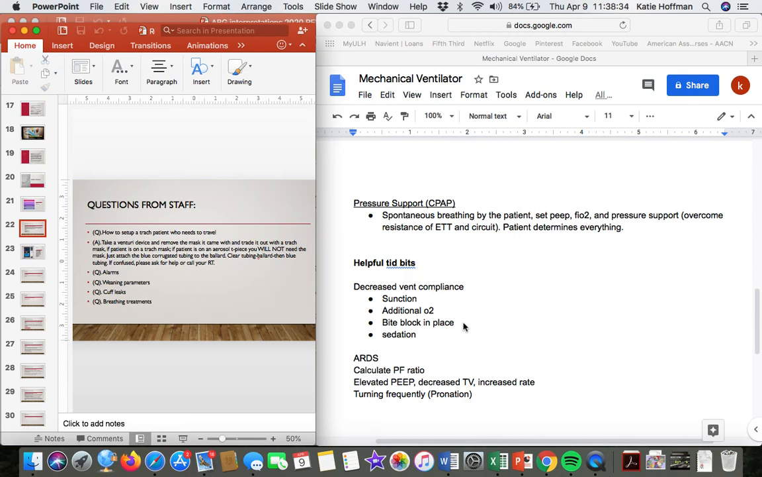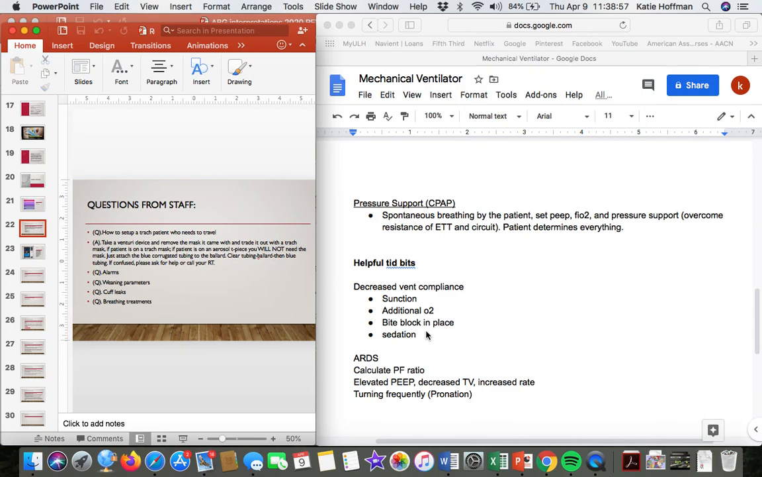I think this is an easy one for us to miss just because we don't really mess with the ET tube that much. That's more the RT's role. But sometimes if your bite block slides out of place and your patient's chomping on their tube, it will decrease the amount of space that volume can be delivered, so it'll create a high level alarm. So make sure they have a bite block in place, and you can always put an additional bite block in place. And then lastly, sedation.